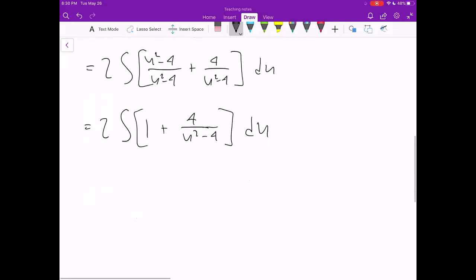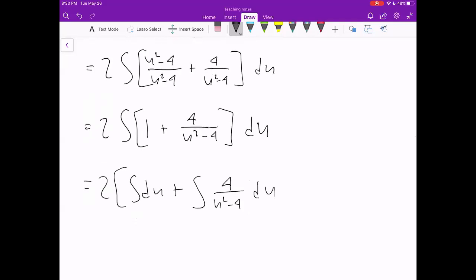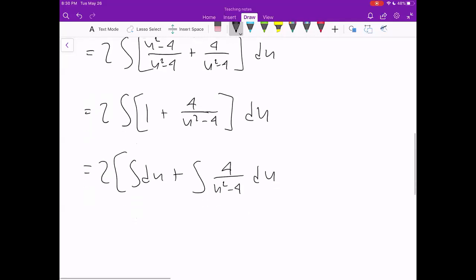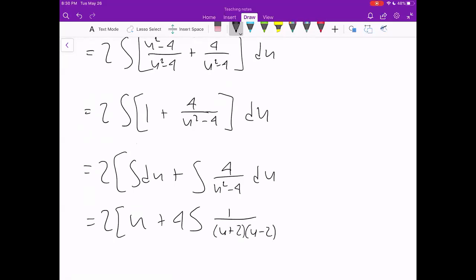Okay, so that first integral isn't too bad. This is 2 times the integral of du plus the integral of 4 divided by u squared minus 4 du. The first one again is just u. The second one, I'm going to have to do partial fractions on. So this factors as u plus 2 times u minus 2.